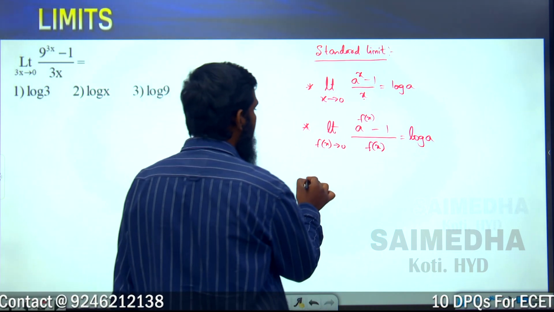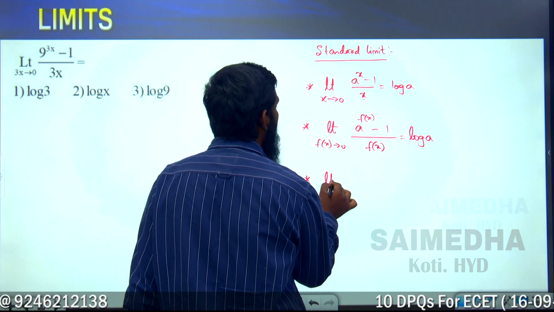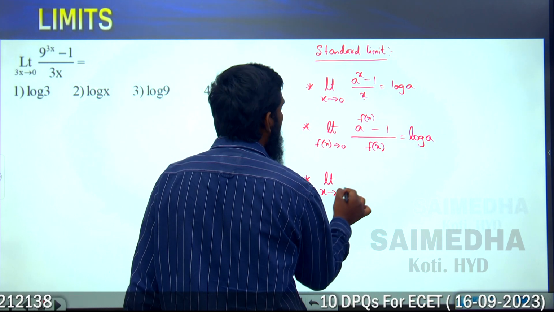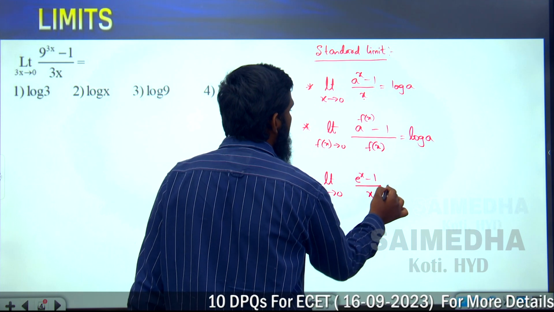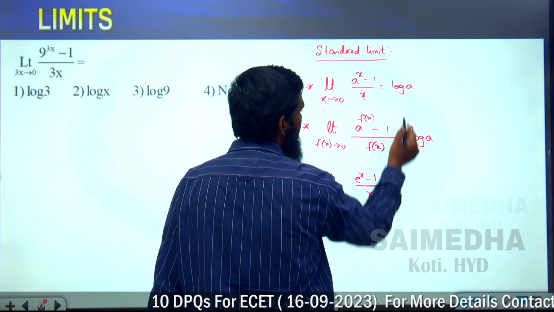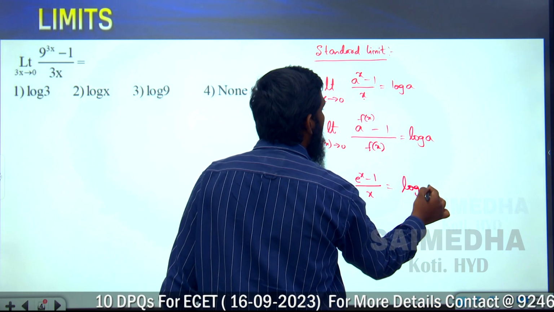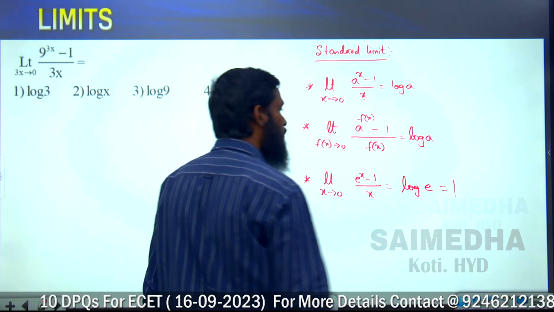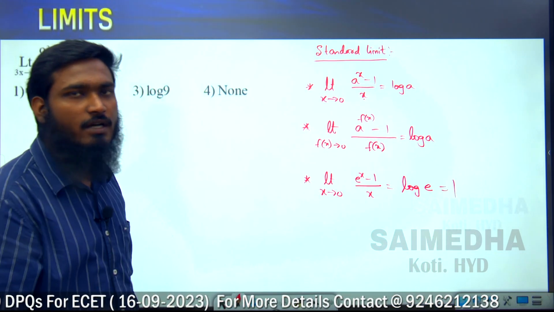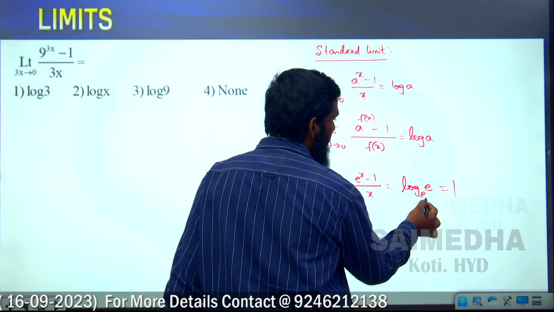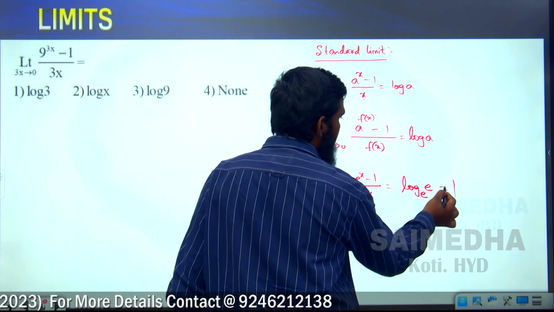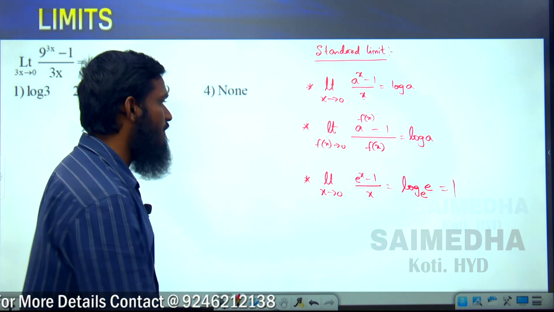Understood? Similarly, limit x tends to 0, (e^x - 1) divided by x is equal to log e, but the value of log e is equal to 1. Log e is 1 because if nothing is written in the base, we have to take base e. Log e to the base e is equal to 1. We have to remember that.